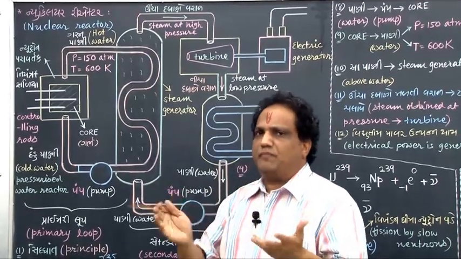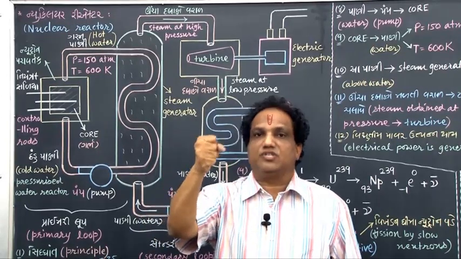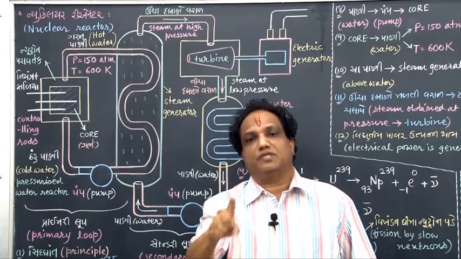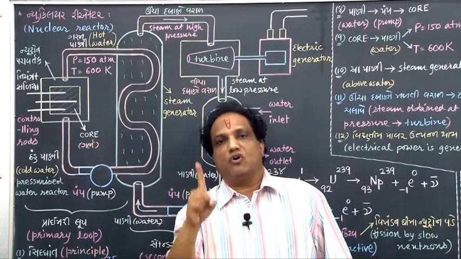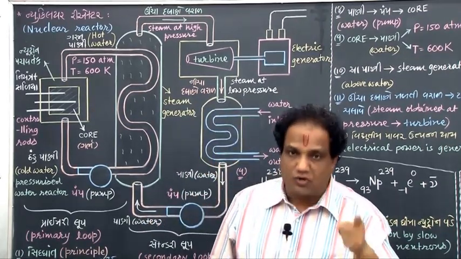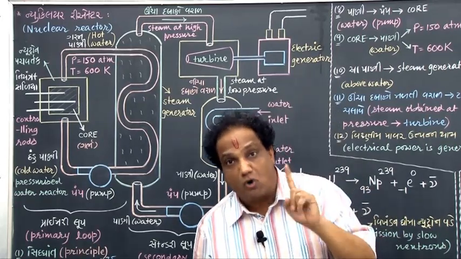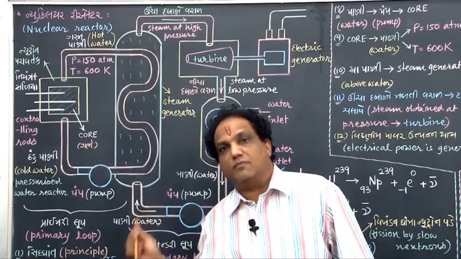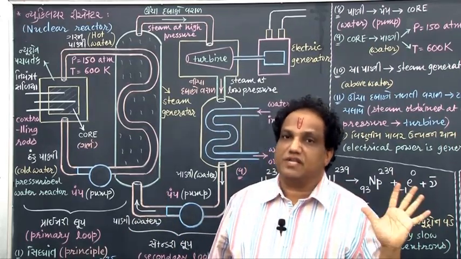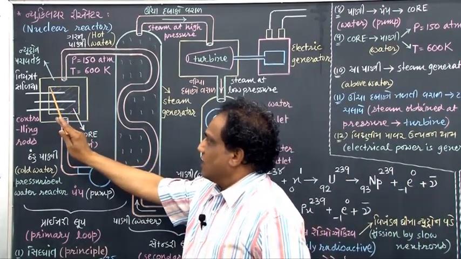Such enriched uranium becomes the core for the working of this nuclear reactor. Okay? What is the principle of working of a nuclear reactor? Controlled nuclear chain reaction process becomes the principle for working of any nuclear reactor. If you have an uncontrolled nuclear chain reaction, then it becomes the principle of working of a nuclear bomb. Right now we are discussing the nuclear reactor, in which there is a controlled nuclear chain reaction. Got it? Fine.